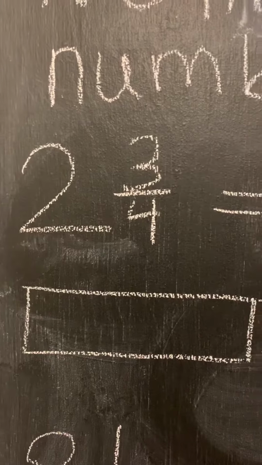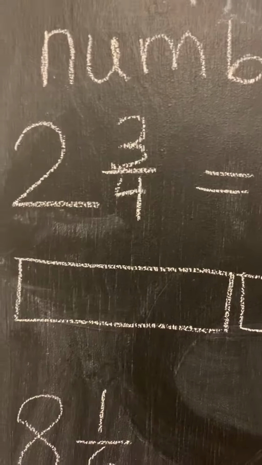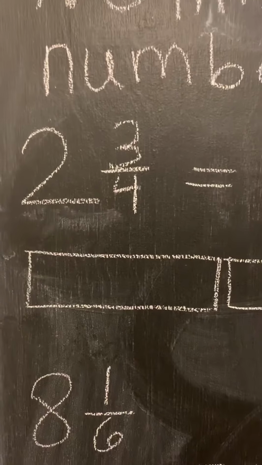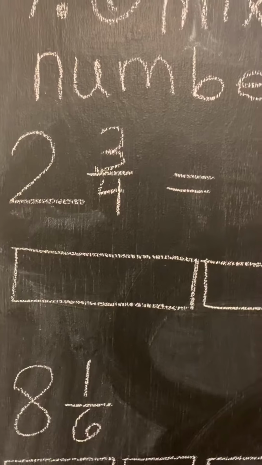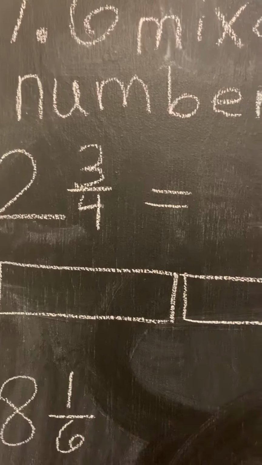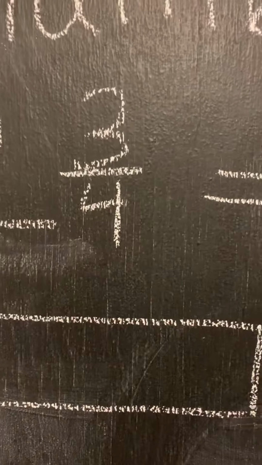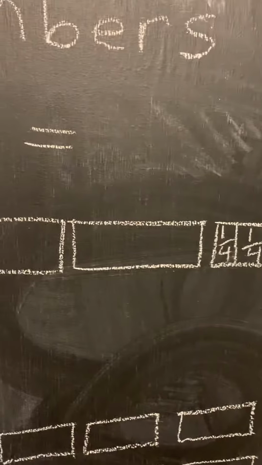Okay, we've got 2 and 3/4. We want this to be equal to just a number that's a fraction, not a mixed number. We know that we're chopping bits up into fourths. We're gonna chop wholes up into 4 pieces because that's our denominator in the fraction. So over here we're chopping into bits of 4.